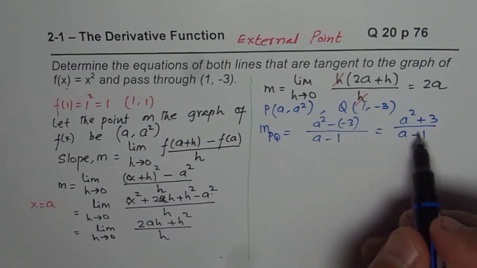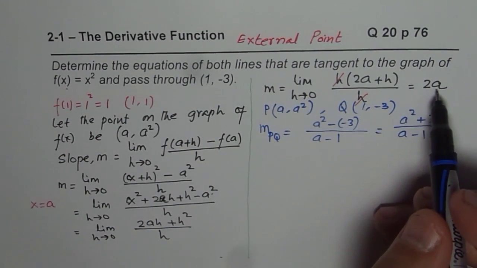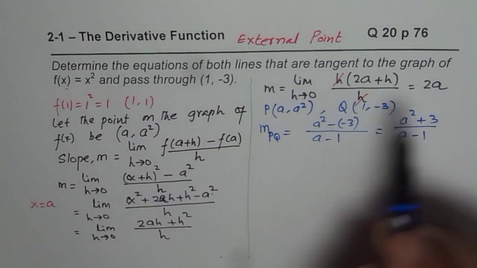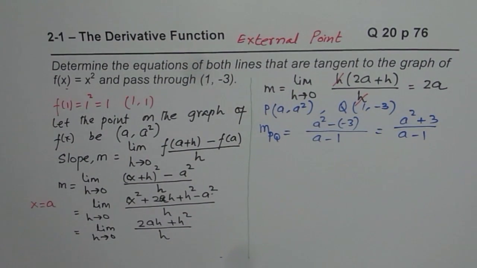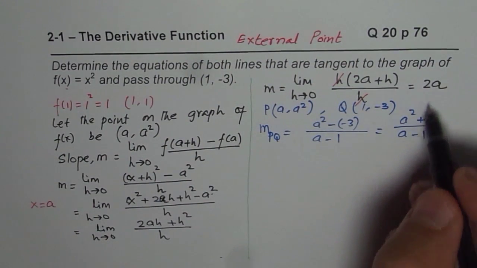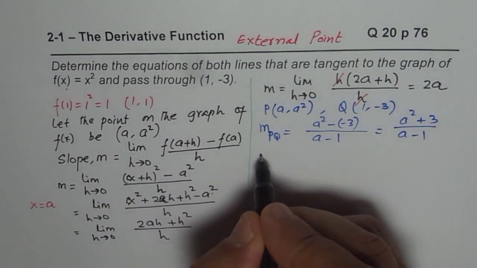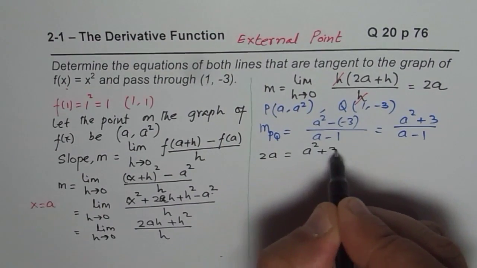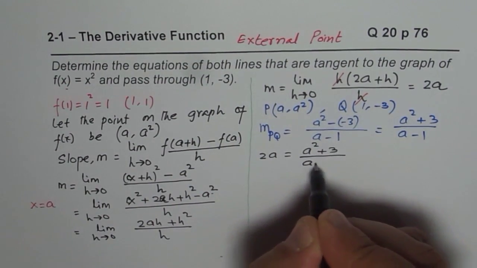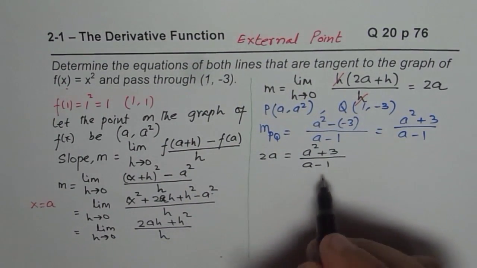And we know that in general, the slope of any tangent line to this graph is 2a. So we can equate these two to find a. That is the whole idea. So from 1 and 2, we can say now that 2a should be equal to (a² + 3)/(a - 1). So we'll now cross multiply to solve.